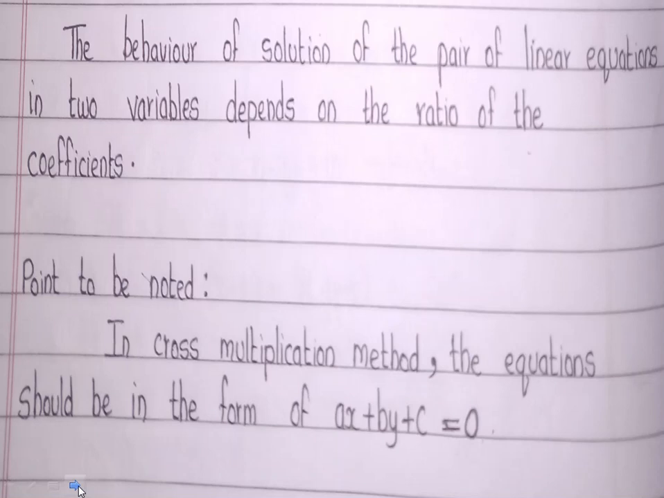The behavior of the solution of the pair of linear equations in two variables depends on the ratio of the coefficients. This you have learnt in table 3.4. The same table is very important in this cross multiplication method also. A point to be noted: in the cross multiplication method, the equations should be in the form of ax plus by plus c equal to 0. The right hand side should always be 0.